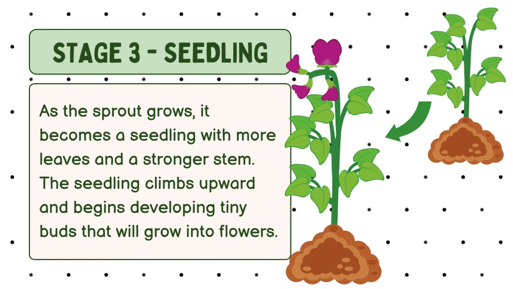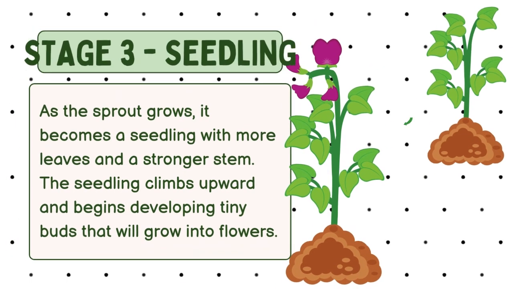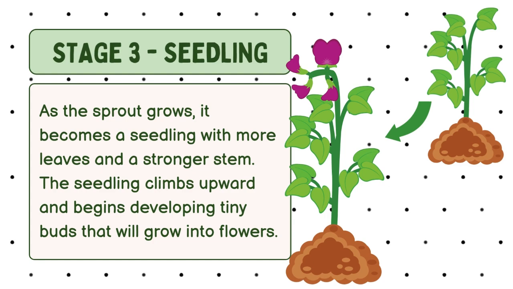Stage 3, Seedling. As the sprout grows, it becomes a seedling with more leaves and a stronger stem. The seedling climbs upward and begins developing tiny buds that will grow into flowers.